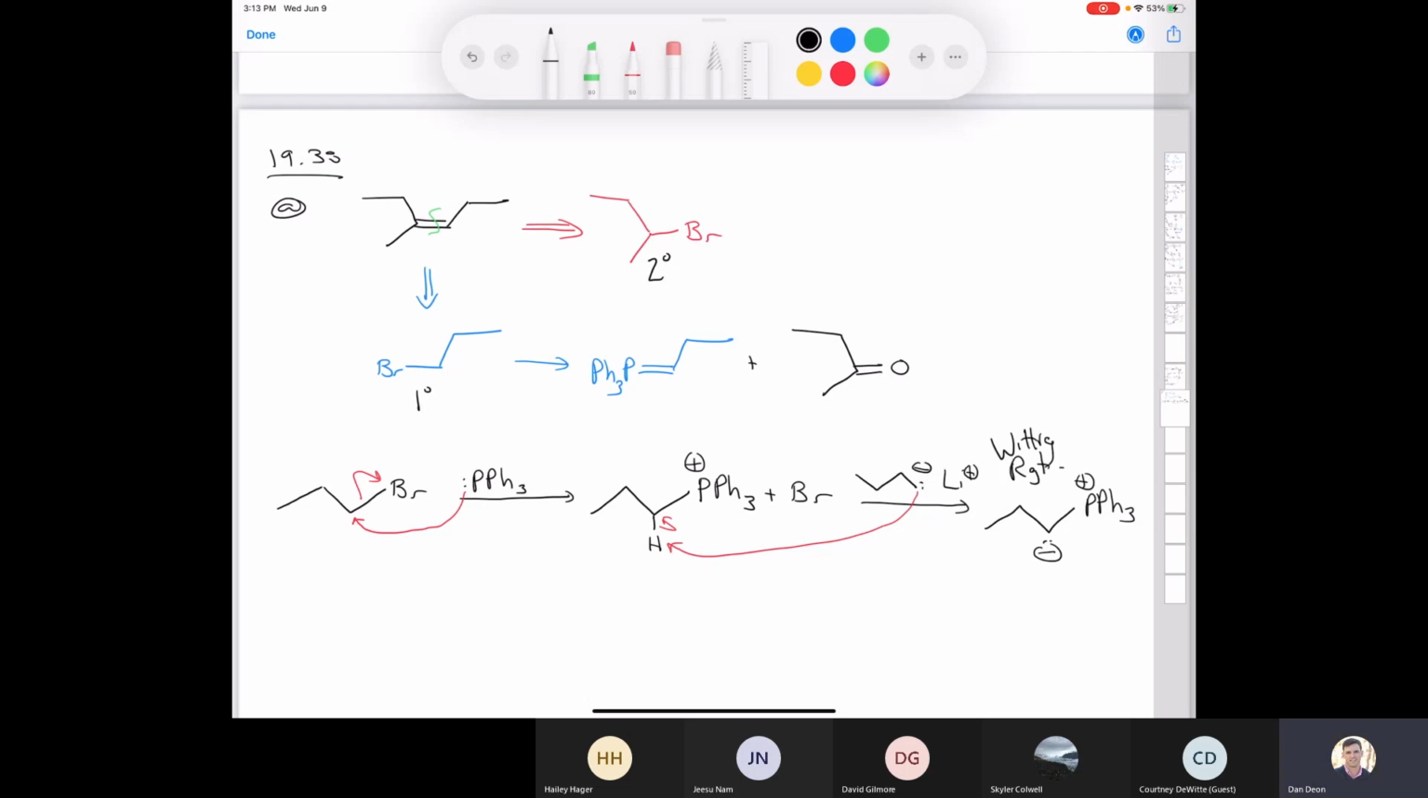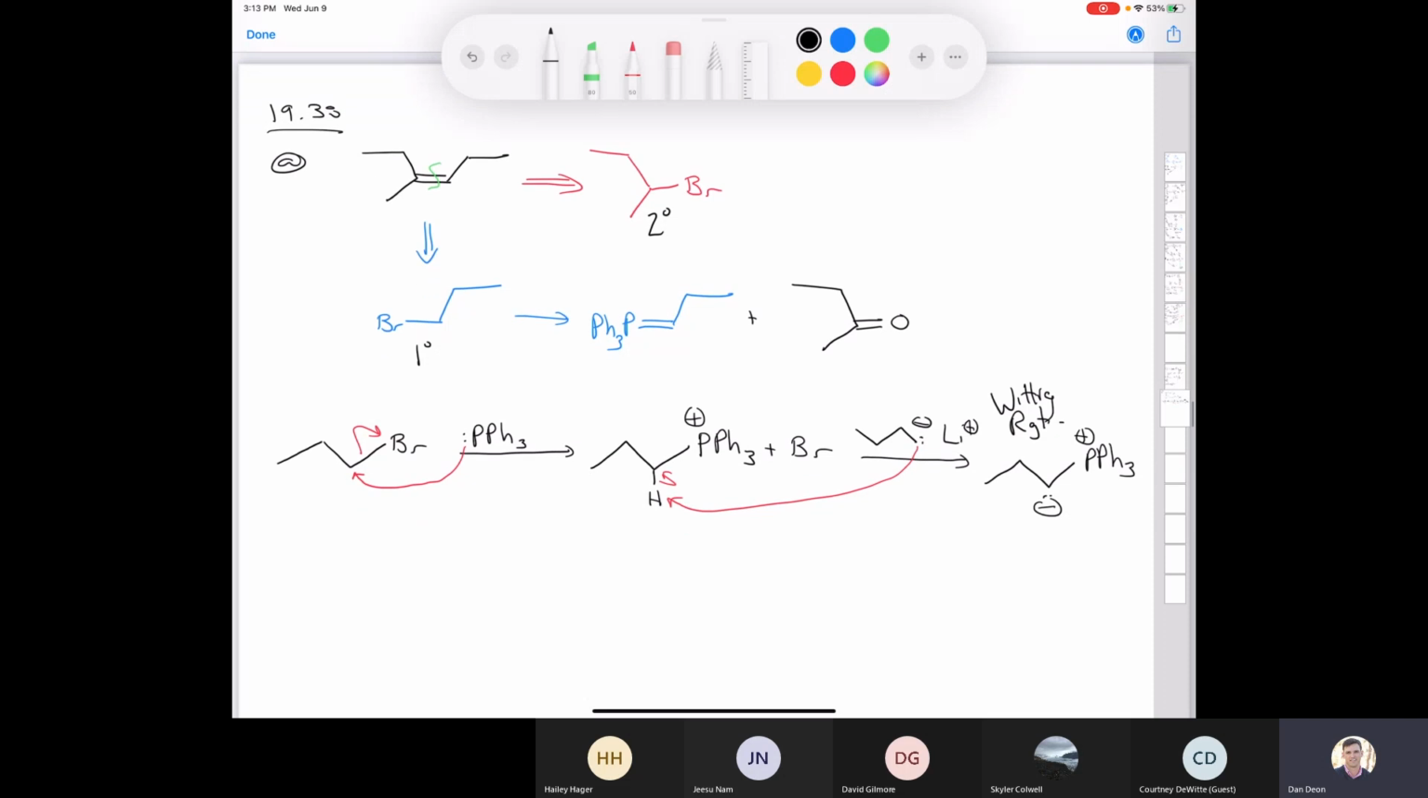reagent. Then we're going to take our Wittig reagent and we're going to react it with our ketone. So we're going to take our ketone, like this, and we're going to treat it with our Wittig reagent like that, and that's going to give us our desired product. It's going to give us this guy. There you go. So that's the overall reaction.